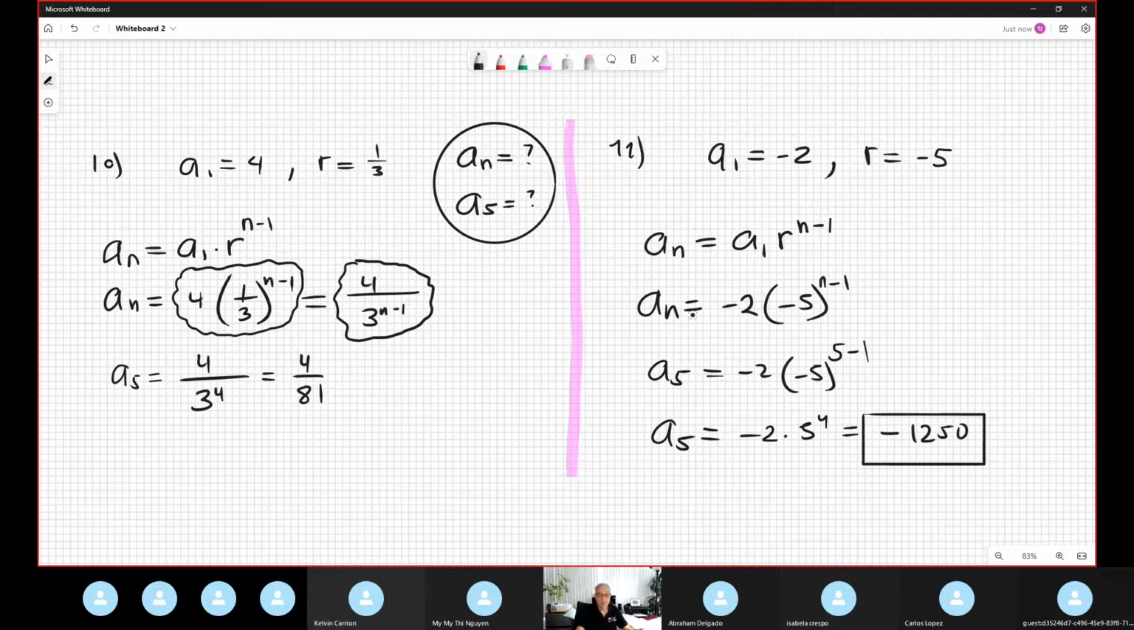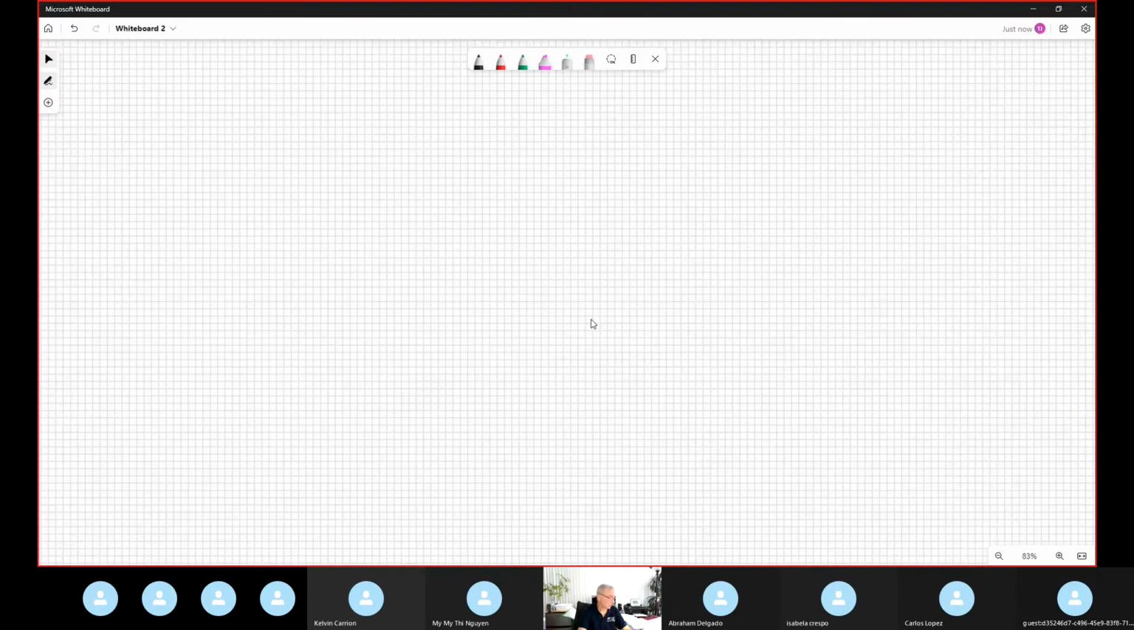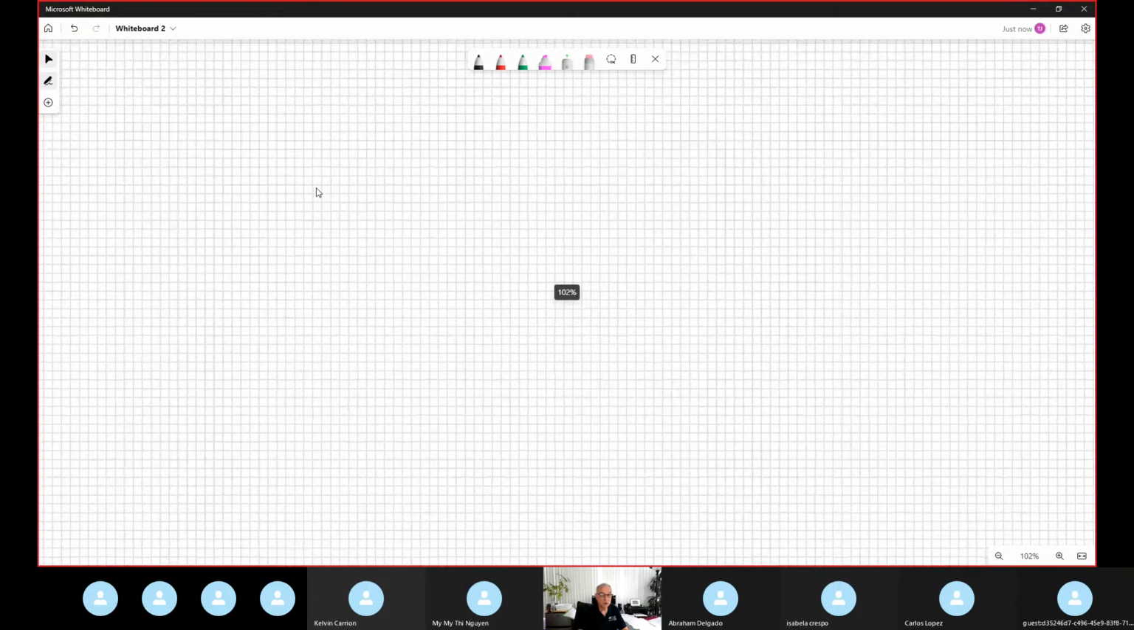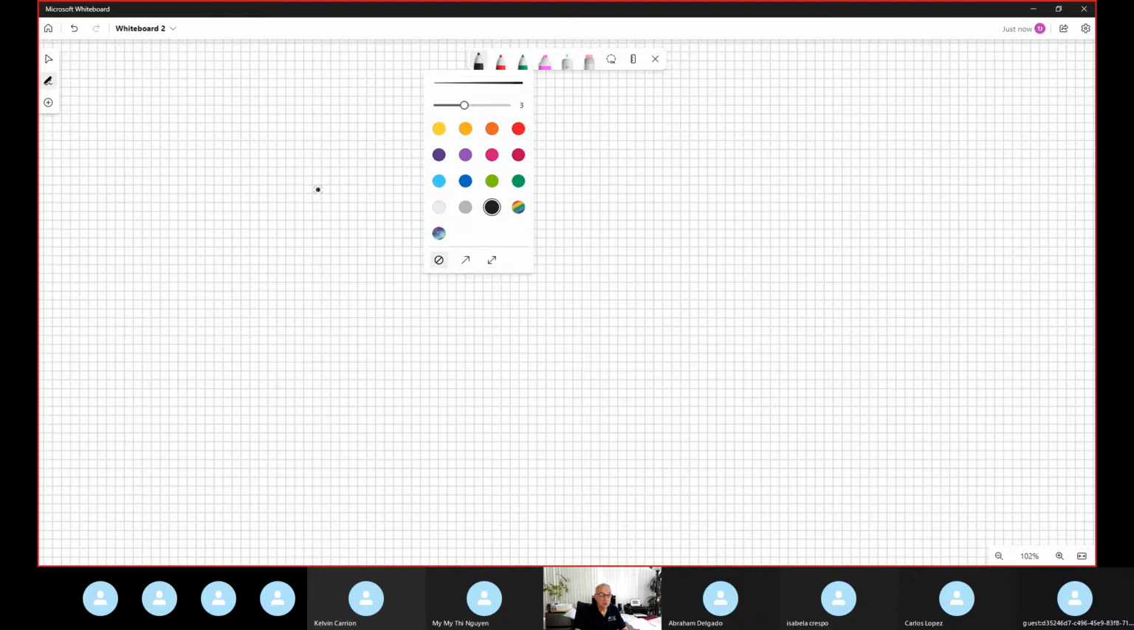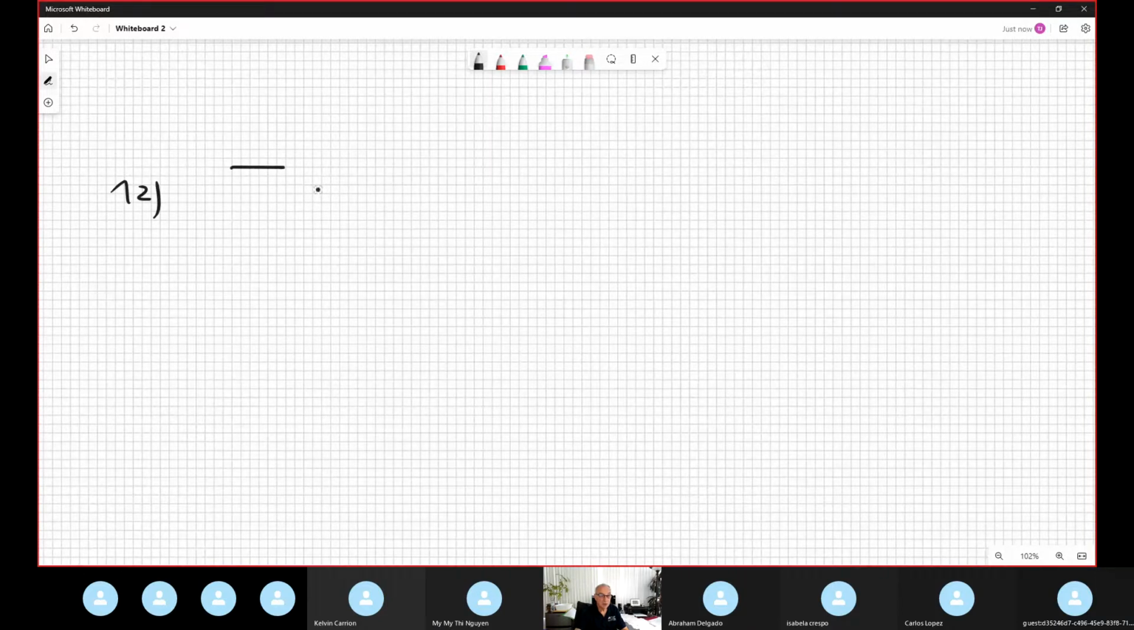Yes. Let's move into the summation now. Summation and geometric sequence. For example, number 12 and number 13 are about that. Okay, let's do it quickly. Number 12, I need to compute the summation from k=1 to 5 of 2/3 times 2 to the k power.